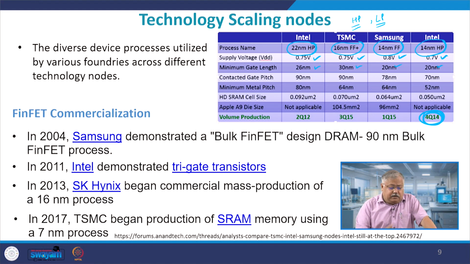Okay, so let me look at the FinFET commercialization. As I discussed with you, in 2004 Samsung demonstrated the bulk FinFET technology. They used it for designing FinFET DRAMs using a 90 nanometer bulk FinFET process. In 2011 Intel demonstrated a tri-gate transistor. In 2013 Hynix began commercial mass production for a 16 nanometer process, and in 2017 TSMC began production for memory design, SRAM design, static random access memory, using a 7 nanometer process.